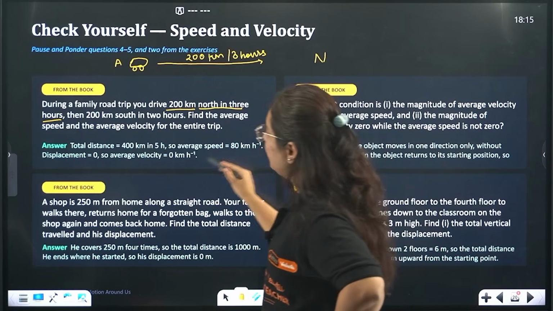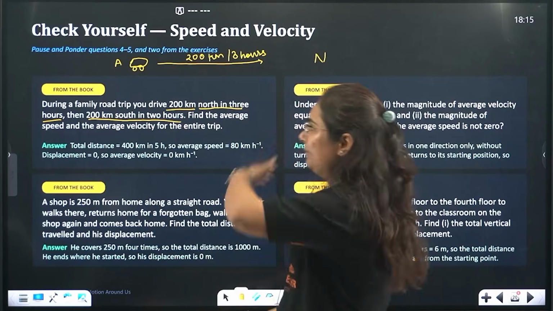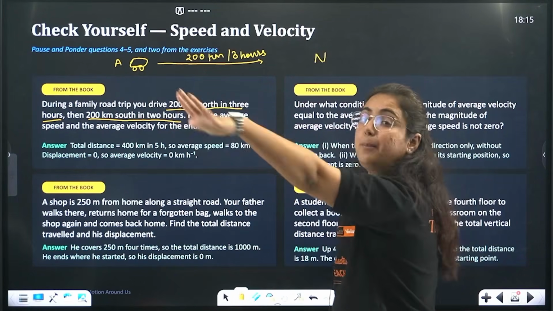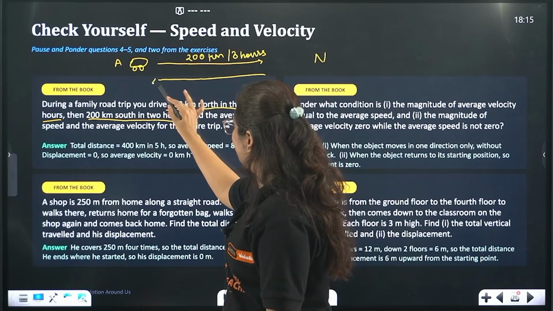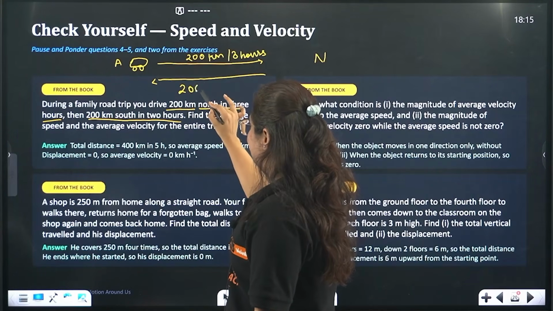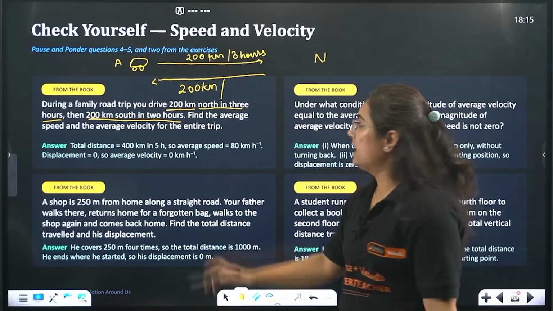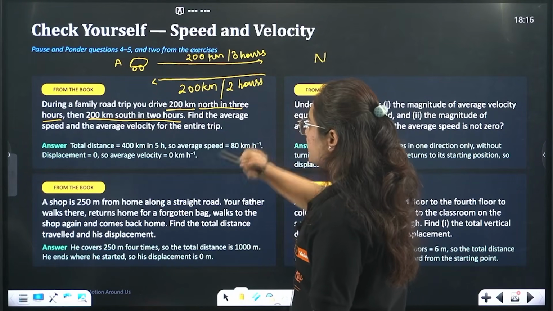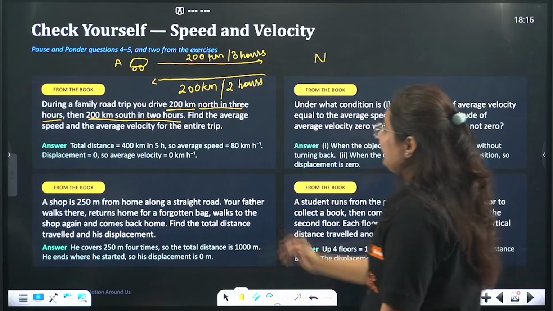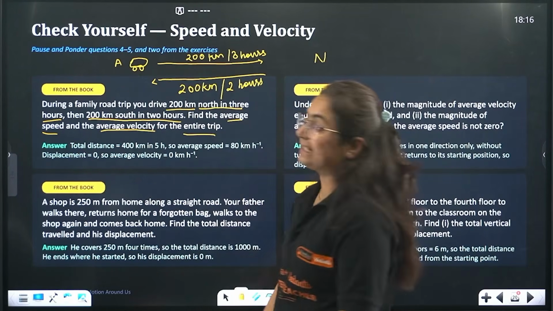Now then 200 kilometers south in 2 hours. Opposite direction, north and south. Now you started heading towards south. You covered the same distance, that is 200 kilometers, but this time a little faster, in 2 hours. So find the average speed and average velocity for the entire trip.